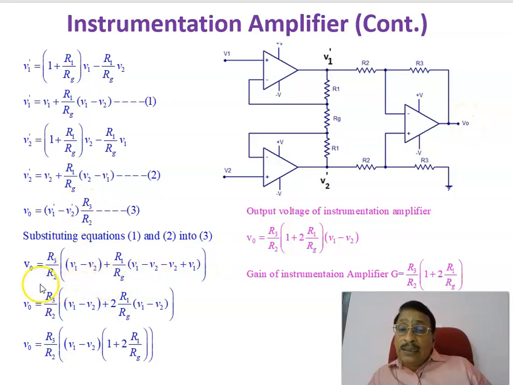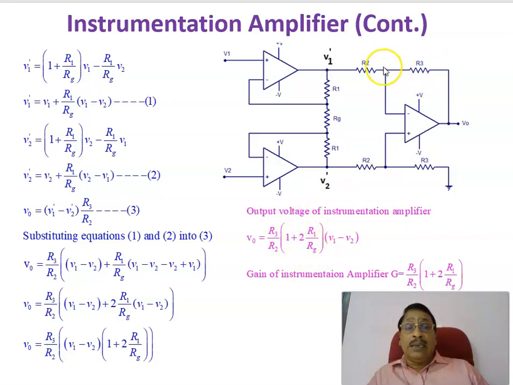Then the output voltage is equal to R3 by R2 into V1 minus V2 plus R1 by RG into V1 minus V2, minus V2 plus V1, or twice V1 minus twice V2. Then the output voltage is R3 by R2 into V1 minus V2 into 1 plus 2 times R1 by RG. Taking V1 minus V2 outside, the gain is R3 by R2 into 1 plus twice R1 by RG.